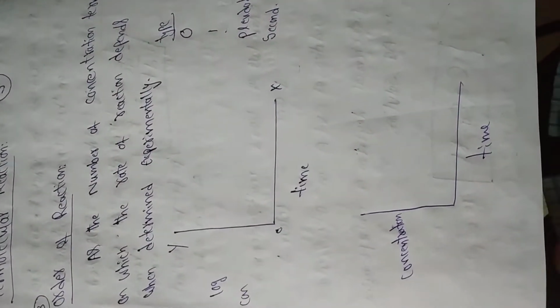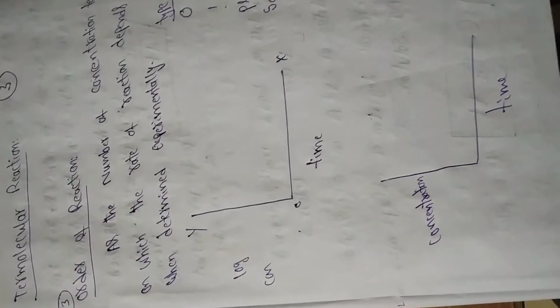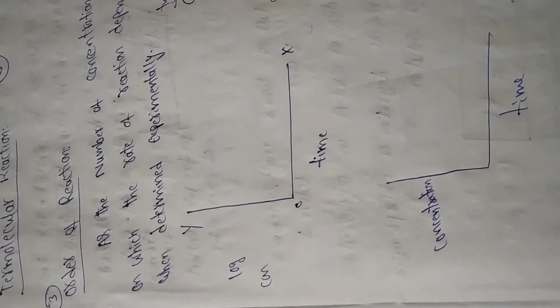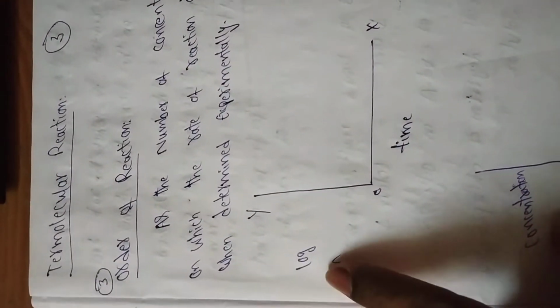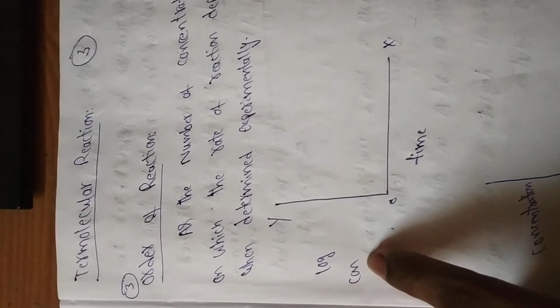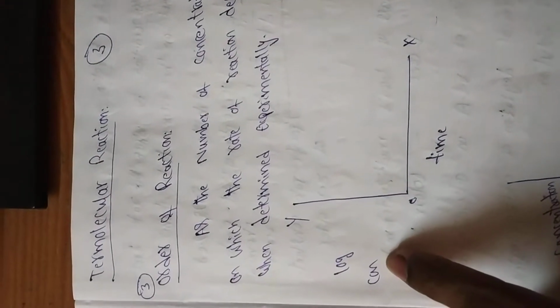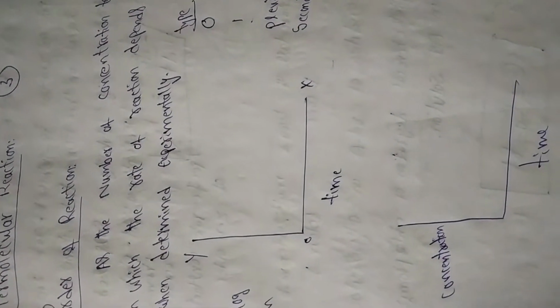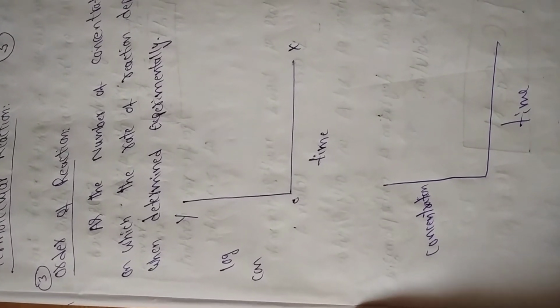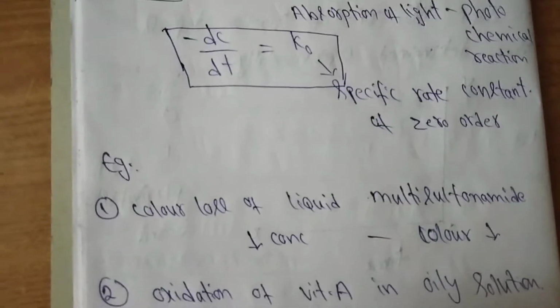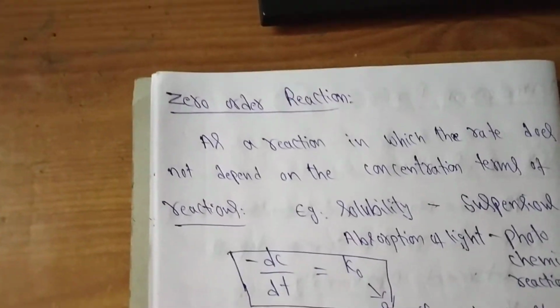For determination of order of reaction, you will plot a graph of time versus concentration or time versus log concentration of the substance. By plotting the graph, you will determine the type of order of reaction. Next one is zero order reaction.